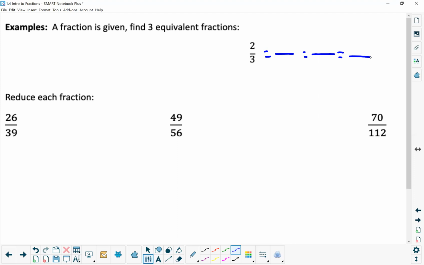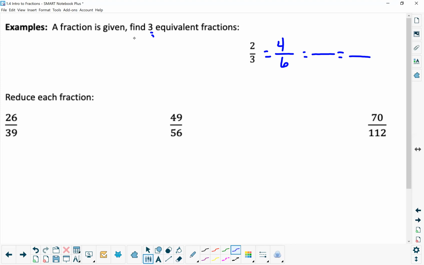So for example 1, if I multiply by 2 over 2, 2 times 2 is 4, 3 times 2 is 6. So 4 over 6 is equivalent to 2/3. Now, when I go to do the second equivalent fraction, I'm going to go back to my 2/3. I'm always going to go back there because it's got our smallest integers to work with. And if you're going to write three equivalent fractions, I would choose to multiply by 2 over 2, 3 over 3, and 4 over 4.